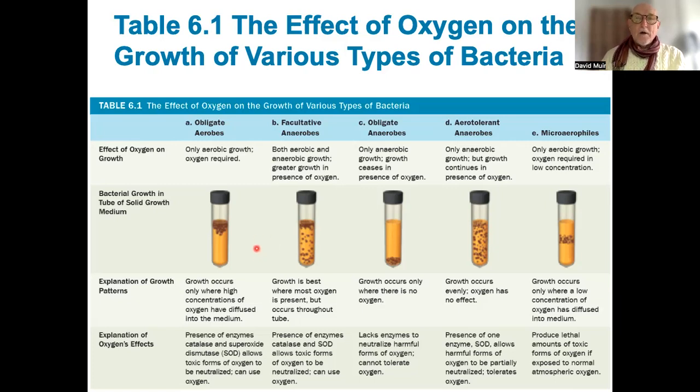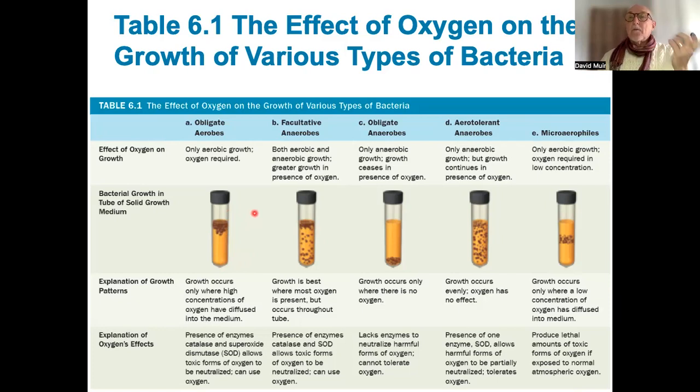Let's have a look now. We've got our tube: high oxygen, middling oxygen, very little or no oxygen at the bottom. Now we're going to inoculate these tubes with various different kinds of bacteria, which have different responses to the presence of oxygen. And we're going to see how they grow and why that occurs.